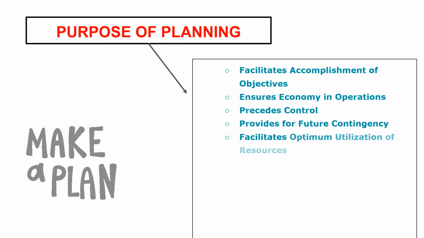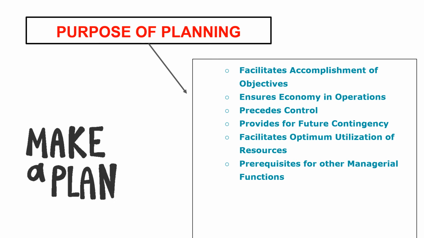The next point is facilitates optimum utilization of resources. Various resources that are relevant to an organization, namely funds, physical resources, manpower, technological know-how, etc., are by and large inadequate due to demand of competing organizations and have alternate uses. The next one we'll talk about is prerequisite for the managerial functions. The purpose of planning is to provide a conceptual and concrete basis for initiating and undertaking other managerial functions such as staffing, organizing, directing, and control.